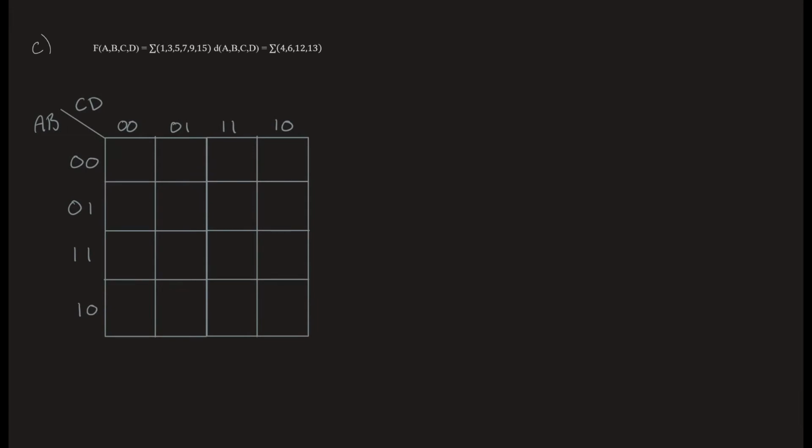Alright, so again we've got a 1 at 0, 0, 0, 1, at 0, 0, 1, 1, at 0, 1, 0, 1, at 0, 1, 1, 1, at 1, 0, 0, 1, and at all ones. 15 is all ones. And we've got some don't cares. We've got a don't care at 0, 1, 0, 0. That's 4.